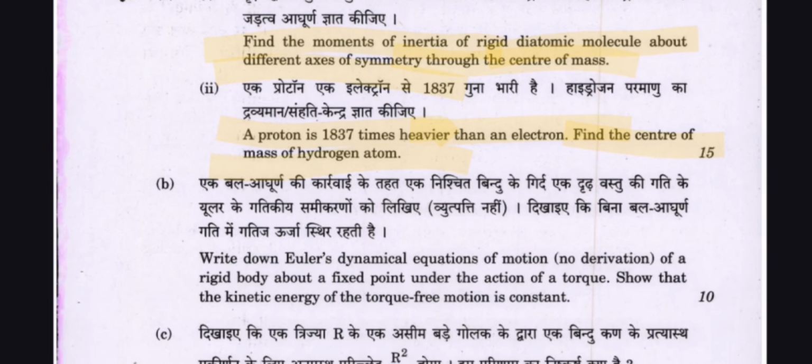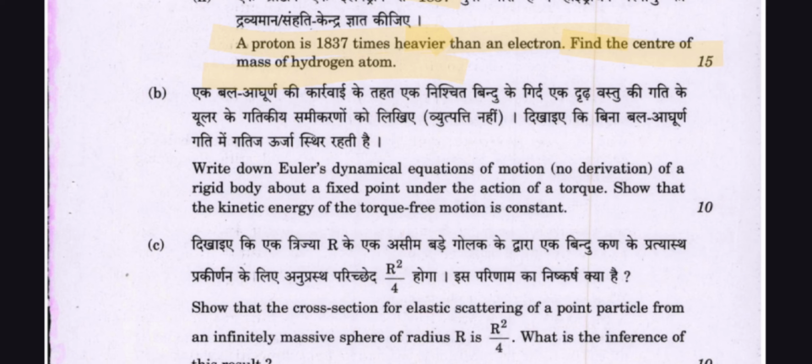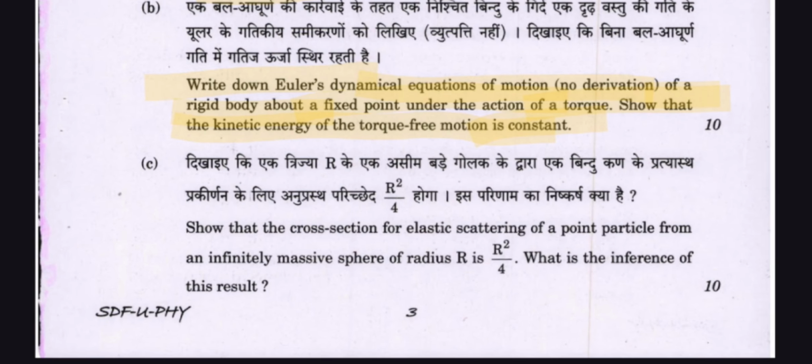And question number B is here. Write down Euler's dynamical equations of motion, no derivation, of a rigid body about a fixed point under the action of torque, so that the kinetic energy of the torque free motion is constant. And question number 3 is here.